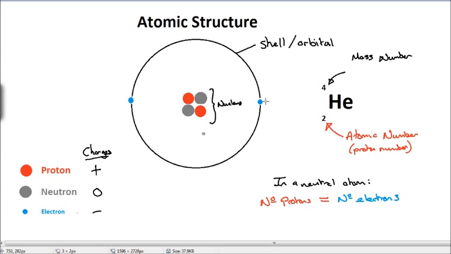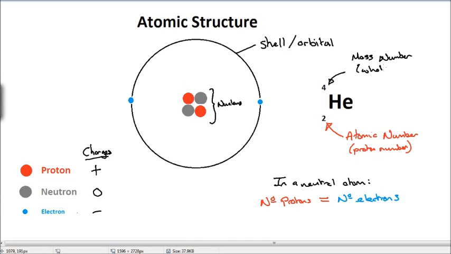Okay, so we're going to go ahead and check this now. I've got my 2 here. That tells me there are 2 protons. So here are my protons, my red particles there. In a neutral atom, the number of protons is equal to the number of electrons. So if there's 2 protons, there are 2 electrons. And I've got my mass number here, which tells me there are 4 things in the nucleus.